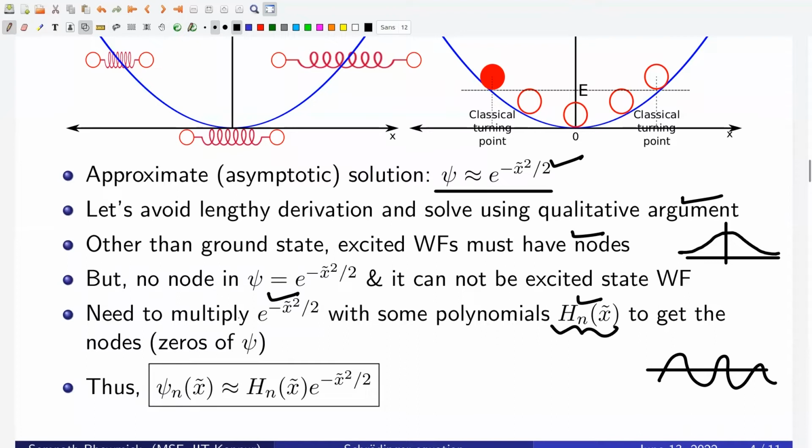So we have to multiply e power minus x tilde square by 2 with some polynomial to get the nodes or zeros of psi of x. So at the moment, we can just write the wave function psi n of x tilde is equal to Hn of x tilde, which is the polynomial part, and then e power minus x tilde square divided by 2.